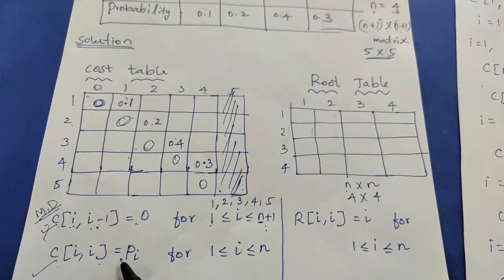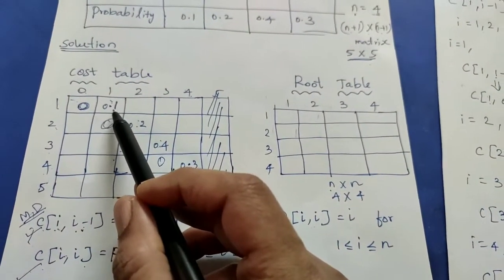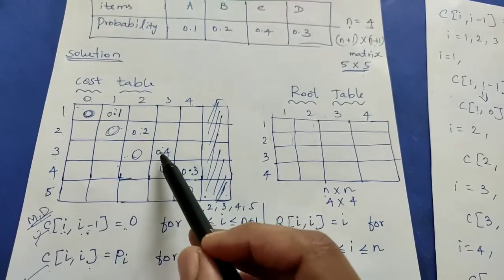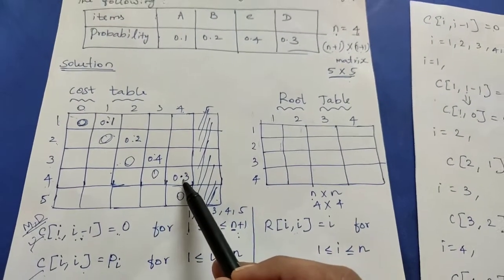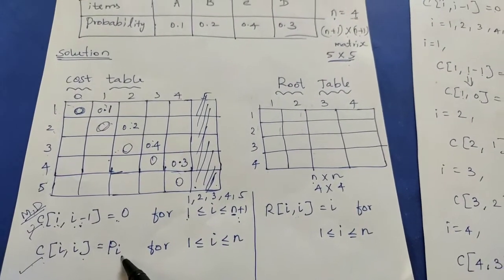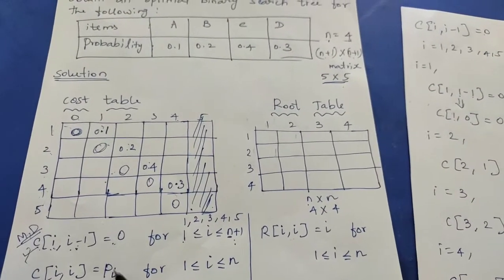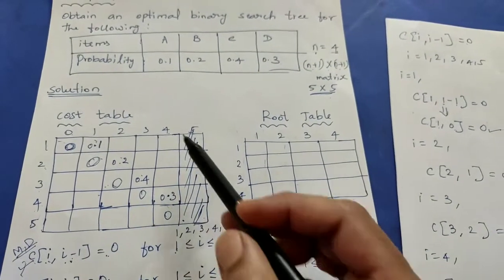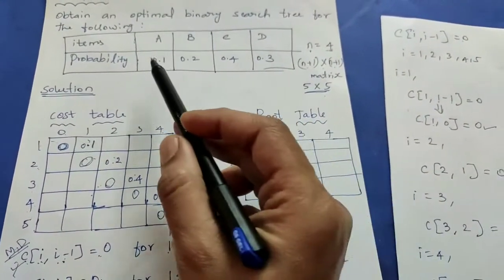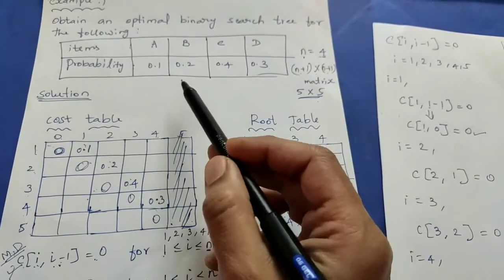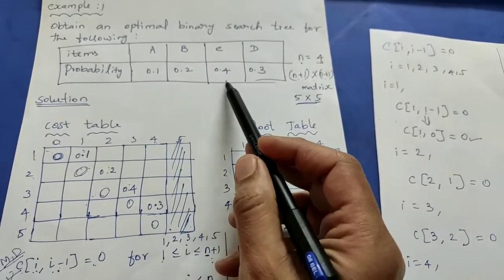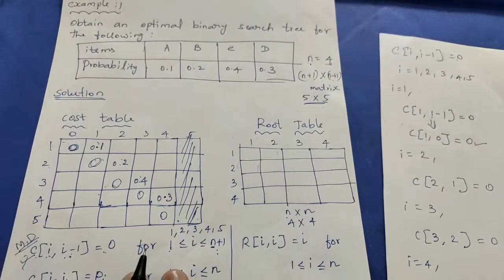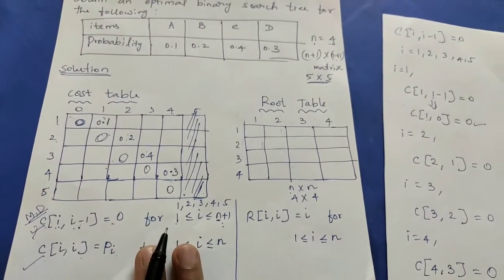Using the second formula, I have just filled the first upper diagonal part. First upper diagonal part 0.1, 0.2, 0.4, 0.3. I have just filled using this formula. It is nothing but fill the first diagonal with 0, fill the next upper diagonal with the respective probabilities one by one. 0.1, 0.2, 0.4, 0.3. So this is how I need to fill the cost table initially.